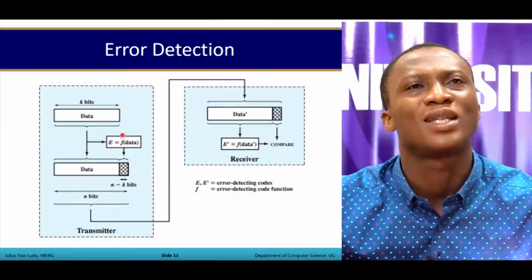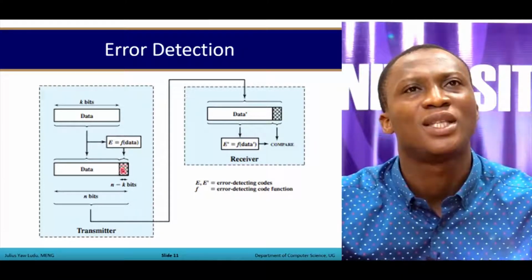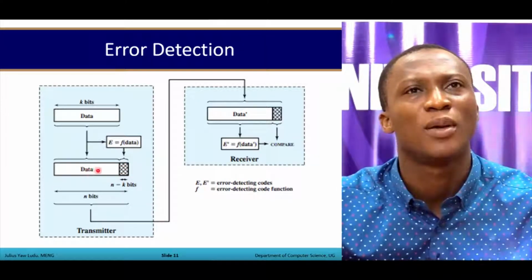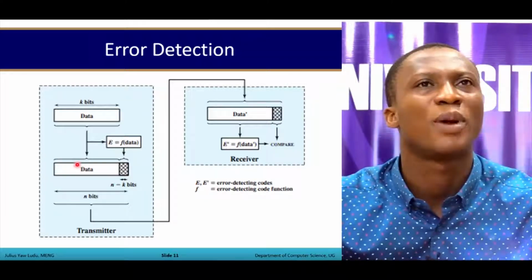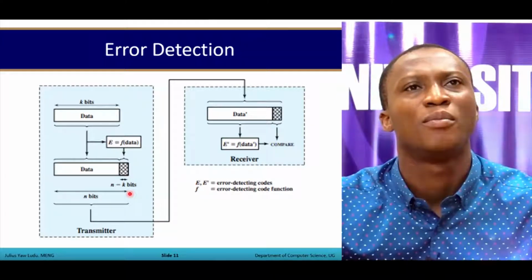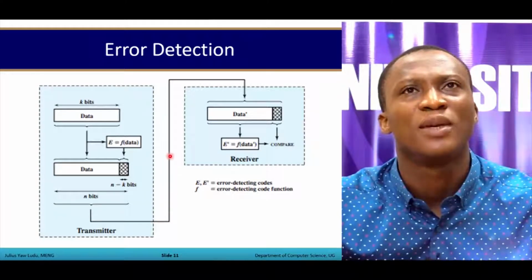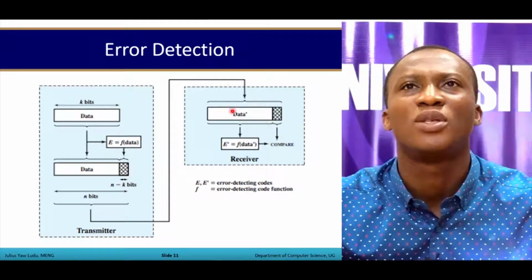Now, once that is performed, we have the small bit that is being added, which is the n minus k bits. That's added to the data, and that forms the n bits. Now, this is transmitted and it comes to the receiver.